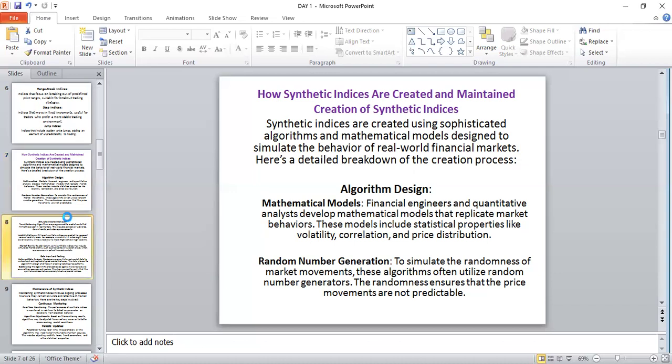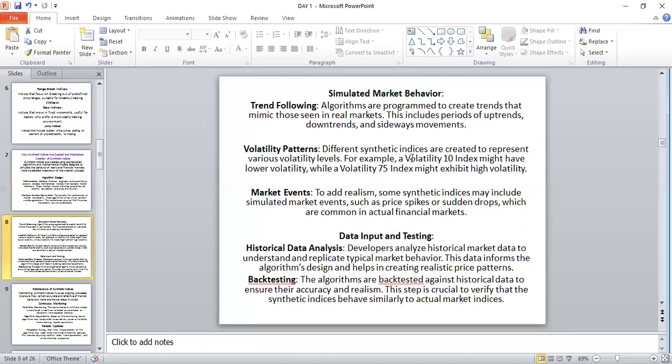Another phase we can look at is simulated market behavior. There are three things under that I would like to talk about: trend following, volatility pattern, and market events. Let me be very sincere with you. Trend following is very interesting, but you must know how to work perfectly with it. Do you know that in trend following, you can use support and resistance and achieve your aim? And in trend following, if you make a wrong movement, you can fail out of the market. Trend following involves uptrend, downtrend, and sideways movement.